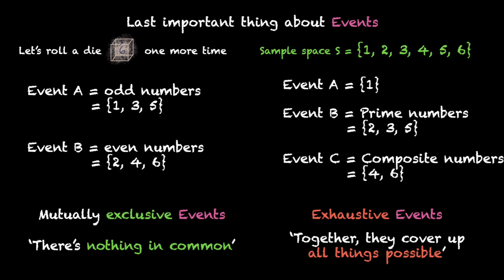So there you have it. On the left, you have mutually exclusive events, and on the right, you have exhaustive events. One interesting thing that you can note here is the events on the left are not just mutually exclusive, they're also exhaustive. Think about it. Together, the odd numbers and even numbers also cover up the entire sample space. Events could be both mutually exclusive and exhaustive. We'll cover more examples in our problem solving videos.